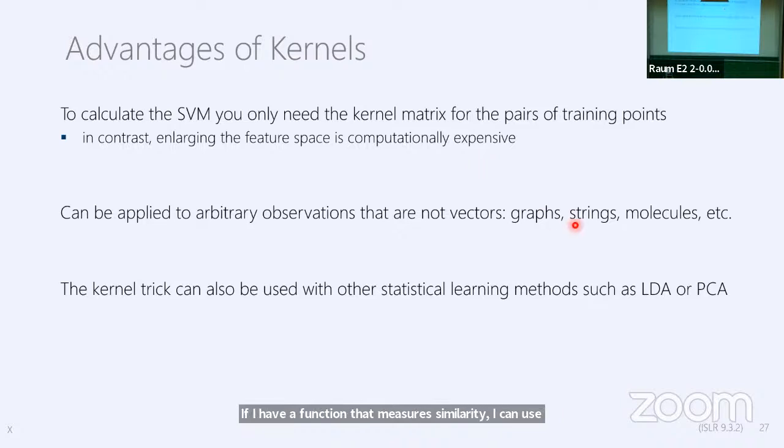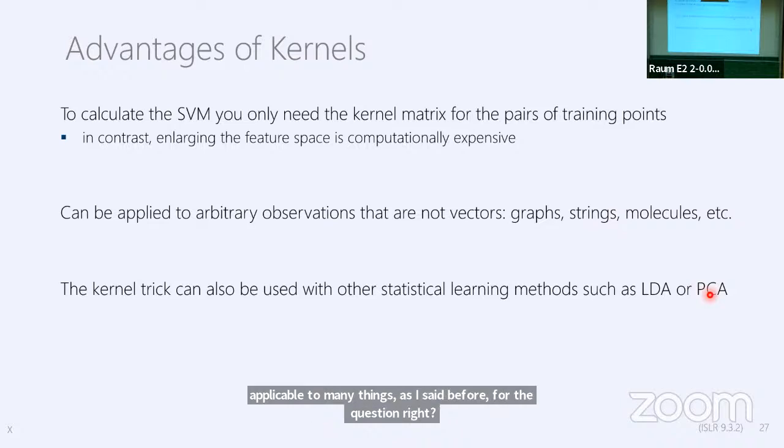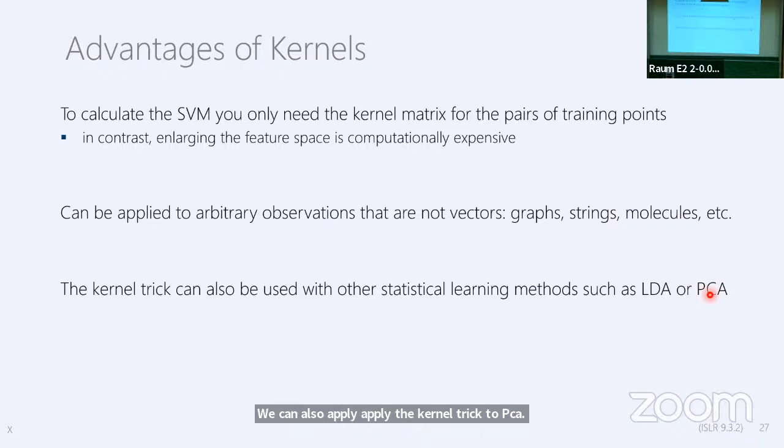Or any other object like strings or molecules or anything else that is not inherently a vector. As long as I have a way of measuring similarity between them, which might be some complicated procedure or something simple, doesn't matter. As long as I can measure a similarity between two things, I can run kernel SVM. And this makes it applicable to many things. And as I said before, for the question, we can also apply the kernel trick to PCA. You can apply it also to the linear discriminant analysis that you learned at the beginning of the lecture, but also to many, many other things. So this is really an important trick to learn and to remember.